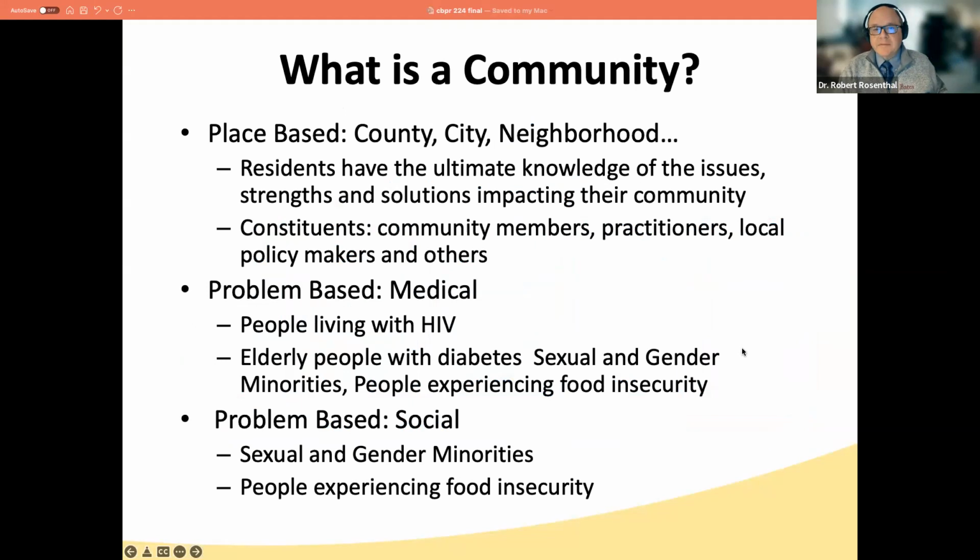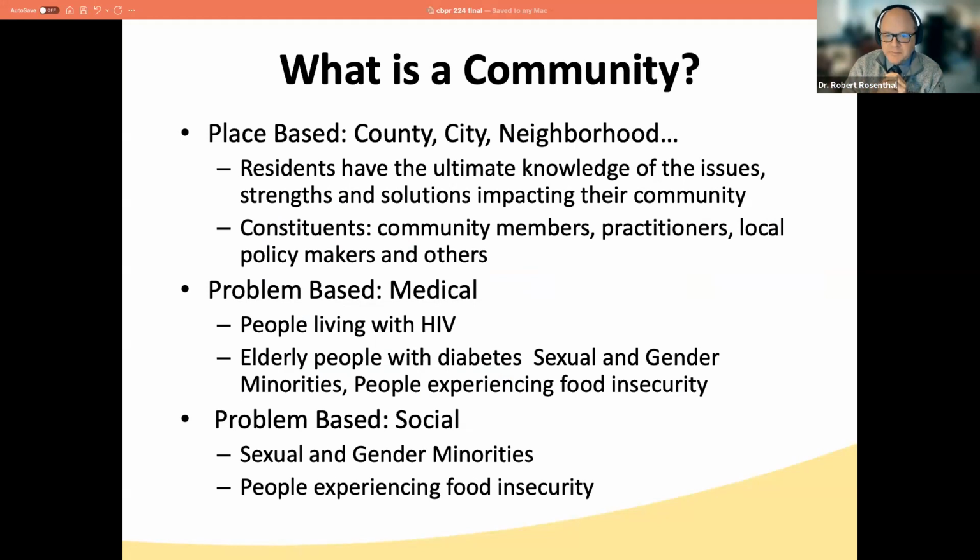So the first question we have to ask is, what is a community? And I think this is probably key to the whole process. You can think of lots of different types of communities. You can think of place-based communities in a county, city, or neighborhood, where residents have the ultimate knowledge of the issues, strengths, and solutions impacting their community. The constituents can vary within this geographic area. They could be community members, community activists, practitioners, local policy members. They could be people that are unemployed.